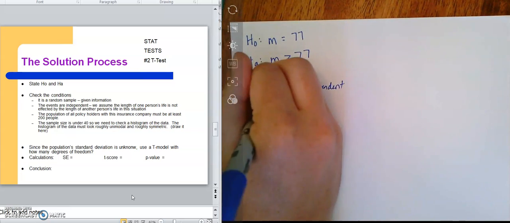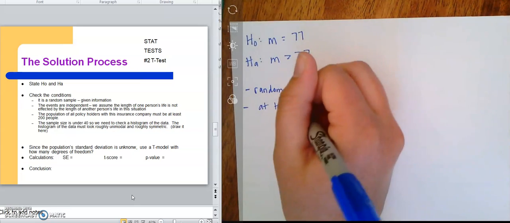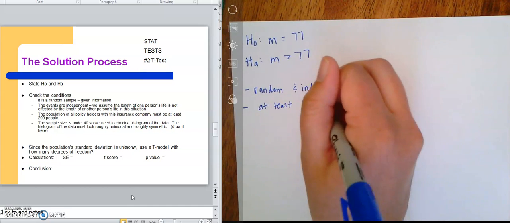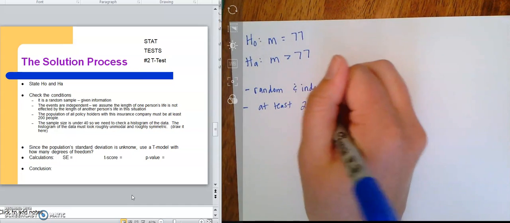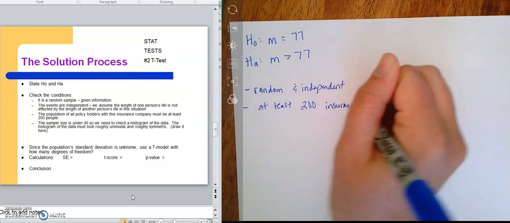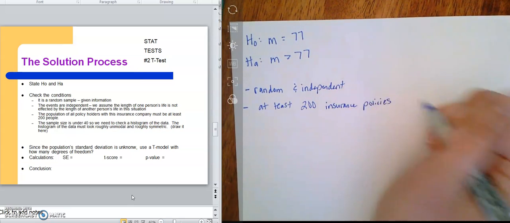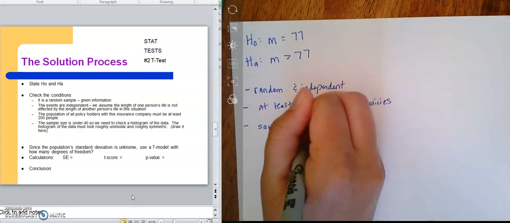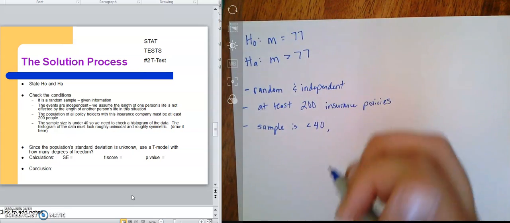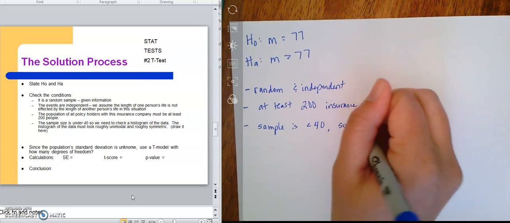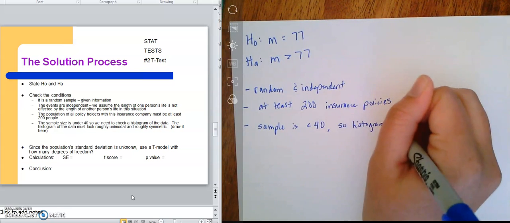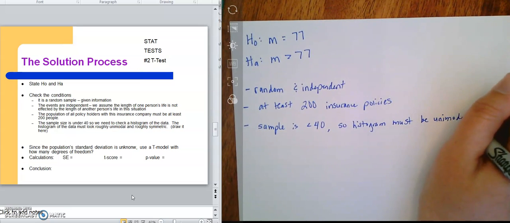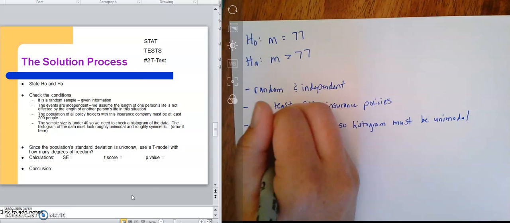I need at least, my N was, there were 20 data, so I need at least 200 insurance policies. Now, this one, sample size, that means I have to check my histogram to make sure it is unimodal and symmetric.